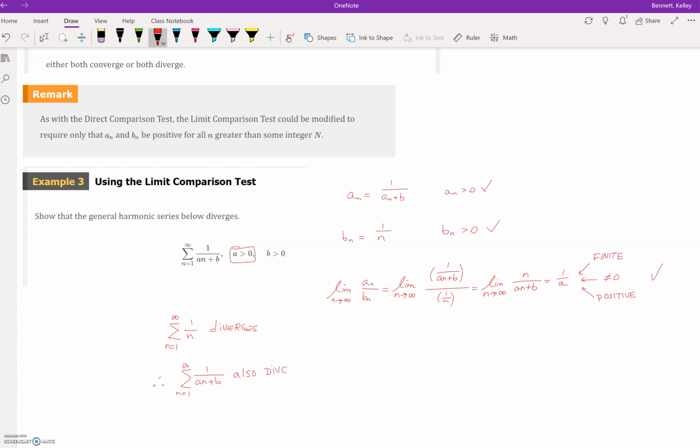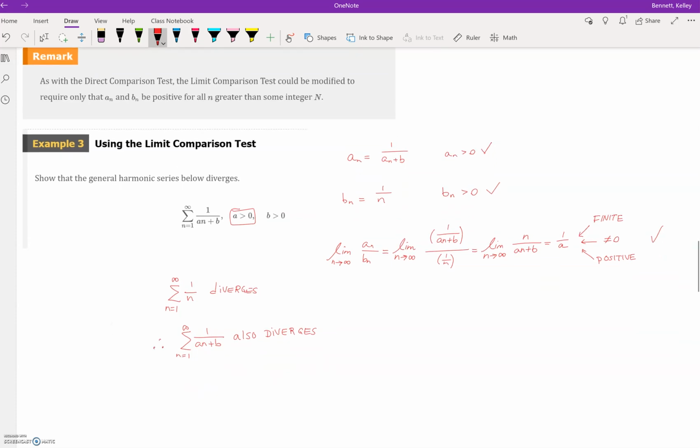Right? So if we had compared it to a convergent series and met all the requirements, then I would have concluded that the general harmonic would also then converge. But just to show that they both have to do the same thing. Okay, so you just stack them on top of each other, get the limit. If it's not zero and it's finite and it's positive, great. Now you can just kind of assess based on the known quality of the series that you picked. So let's try another one.